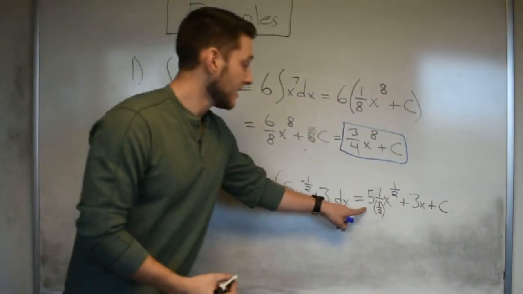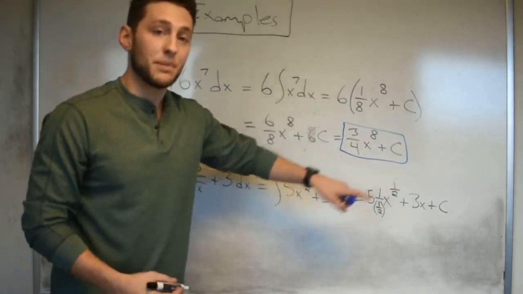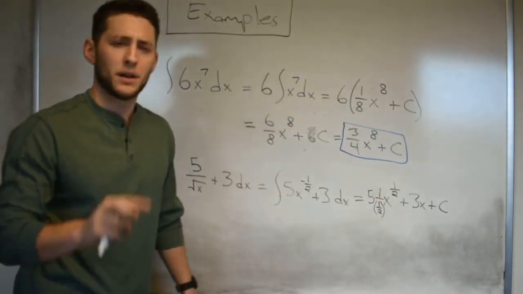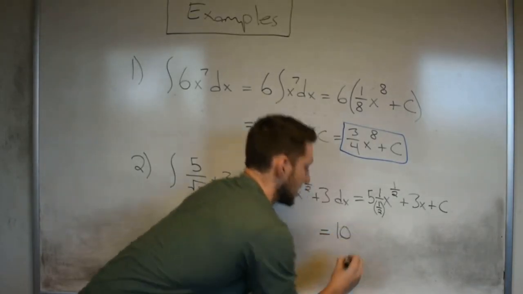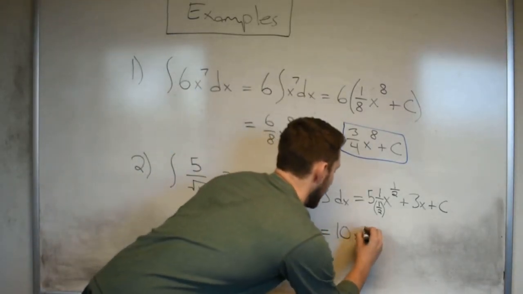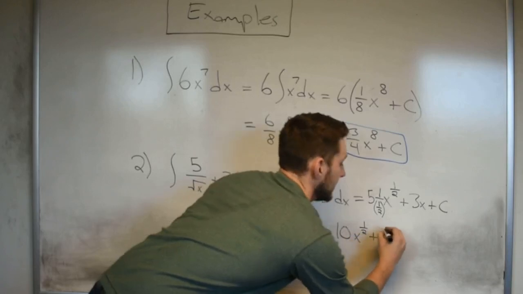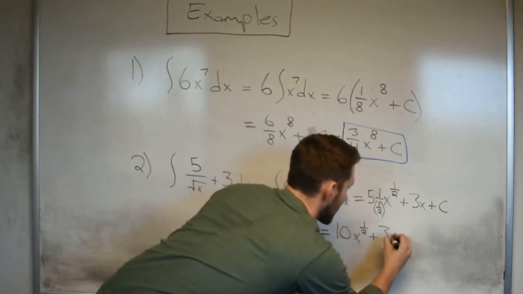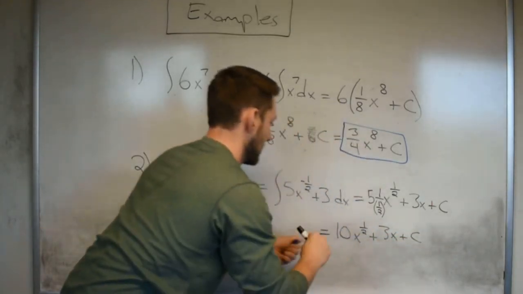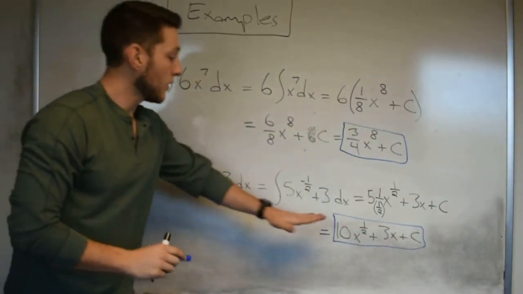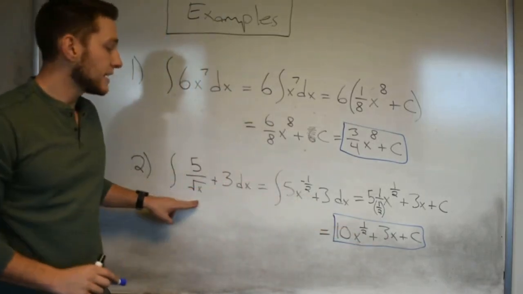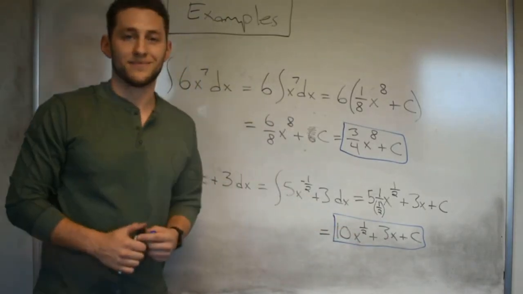Doing some simplifying, 5 times 1 divided by 1/2, well, 1 divided by 1/2 is just 2. What we'd end up with is just a 10 out front, x to the 1/2, and then I'll copy down the rest, plus 3x plus c. There's your answer. And you can go ahead and derive it if you did want to check. And yet again, you would land on the original thing.